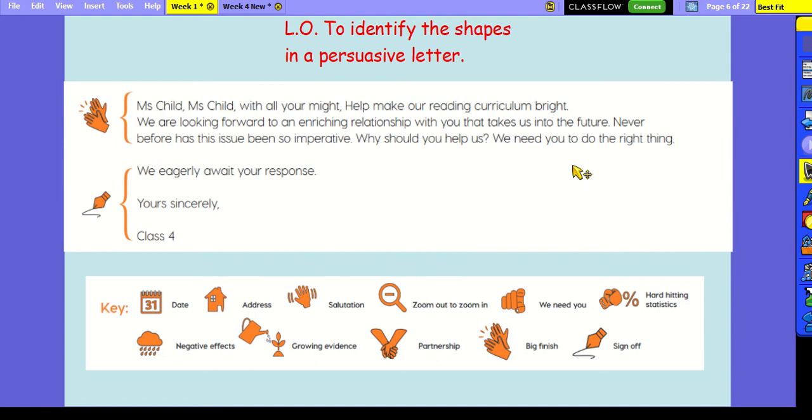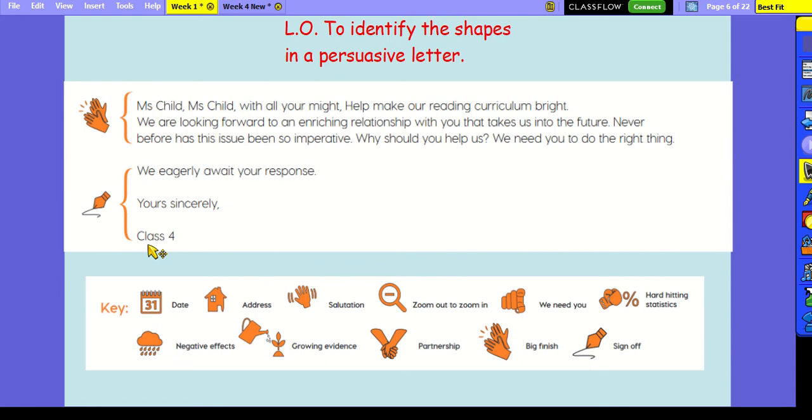Why should you help us? We need you to do the right thing. And finally, signing off. We eagerly await your response. Yours sincerely, Class 4.